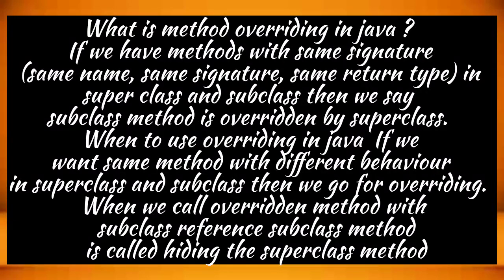What is method overriding in Java? If we have methods with the same name, same signature, same return type in superclass and subclass, then we say the superclass method is overridden by the subclass.